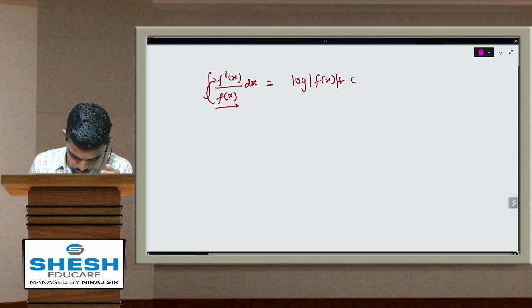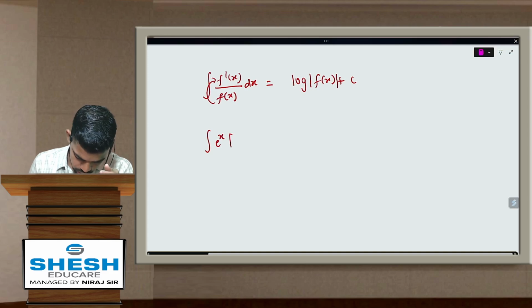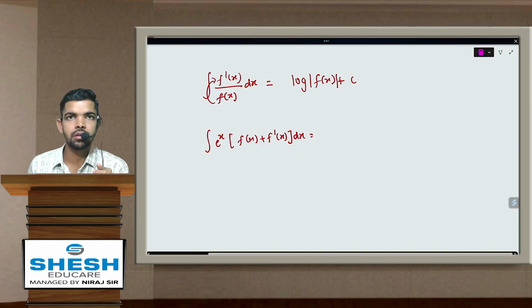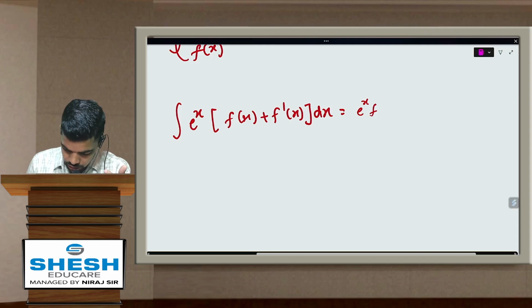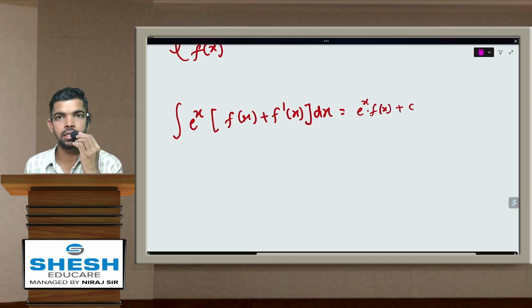Then you have another formula: integration of e raised to x, then you have function plus its derivative. Function and its derivative. Okay, now what will you get? If it is e raised to x, then the answer is e raised to x into the function plus c.